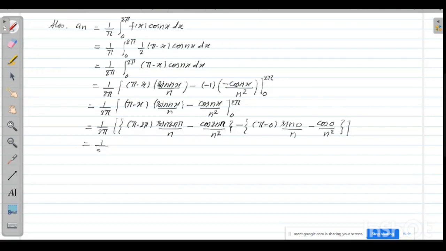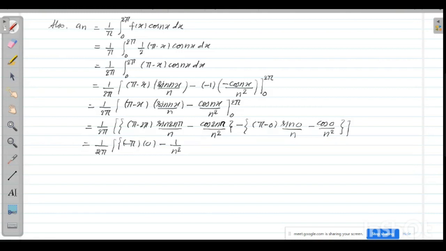So 1 upon 2 pi. Okay, see here, sine multiple of pi is what? 0. So this becomes 0. There is no need to simplify this, but just simplify it for the sake of convenience. So this is what? Minus pi, and this becomes 0, and minus cos even multiple of pi is always 1, so this becomes 1 upon n square.